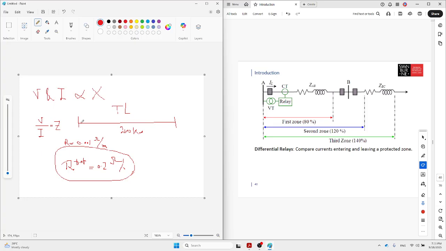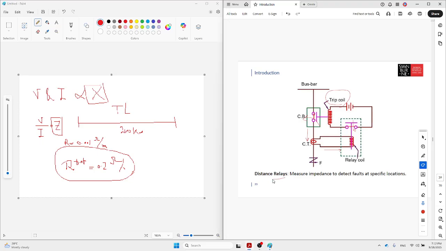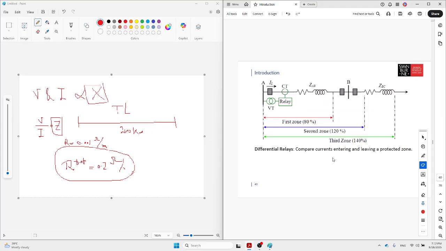If the length increases, the Z increases. If the length X increases, Z increases. So there is a unwritten relationship between X and Z. So that idea is coming for a relay which is called distance relay. This relay measures impedance to detect the fault at a specific location.